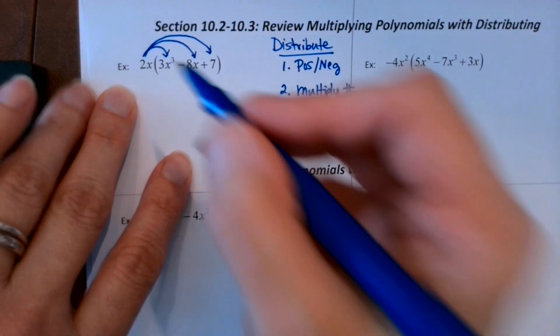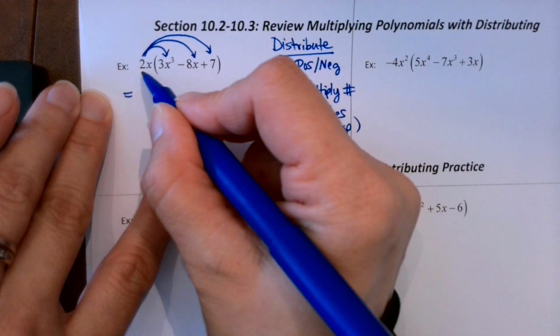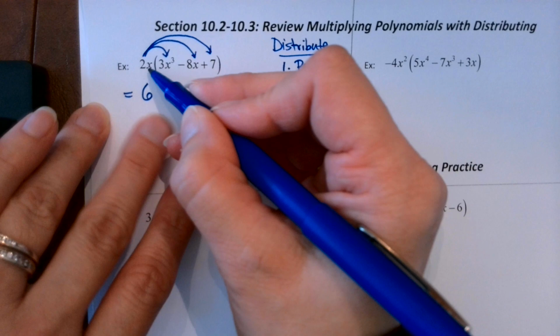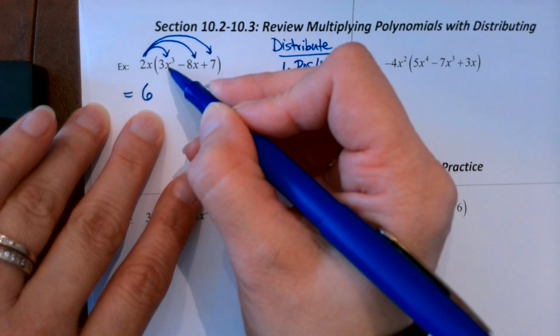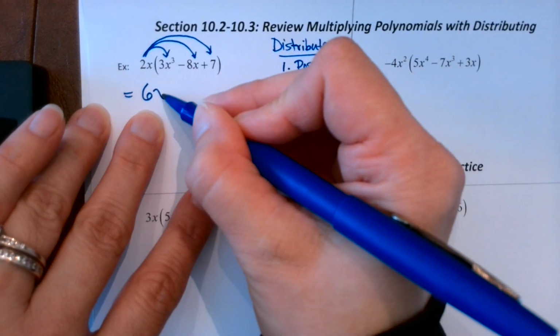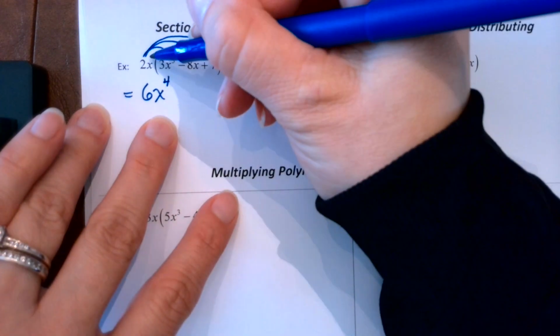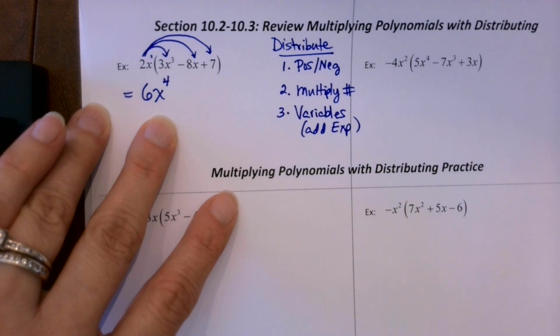Now let's go ahead and multiply the numbers. 2 times 3 is 6. Now we'll do the variables. If I distribute, or I give him one more x, he used to have 3 x's, I give him one more, now he has 4 x's, because the power on x is just 1.